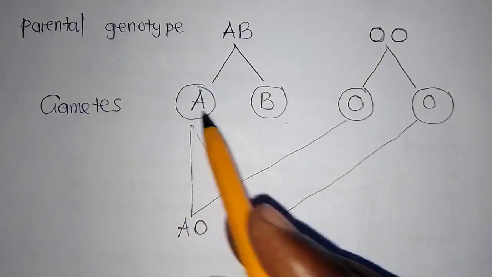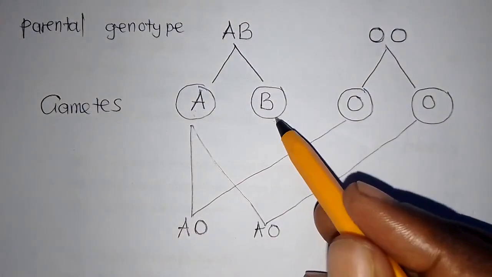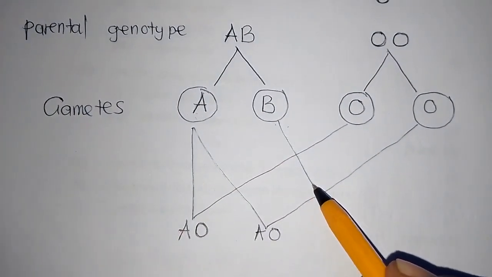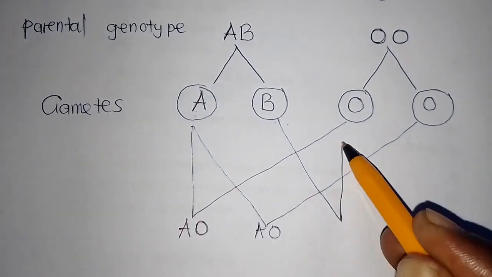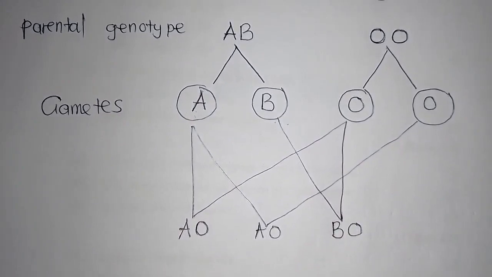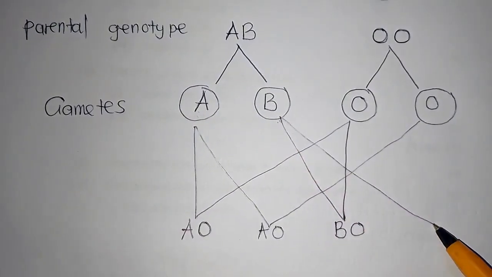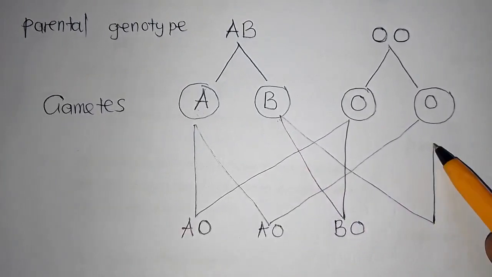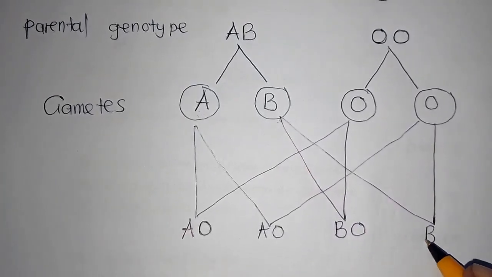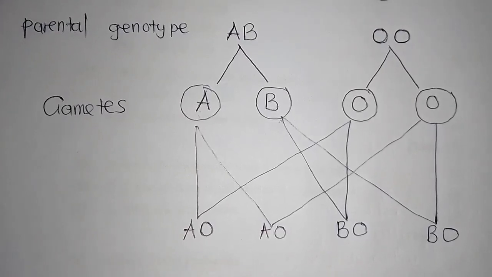So we've got AO. We go to this. This one will come here like this, then go there. We are going to have BO. This one here, there, like this properly, then it goes there. We are going to have BO. So what have we formed?